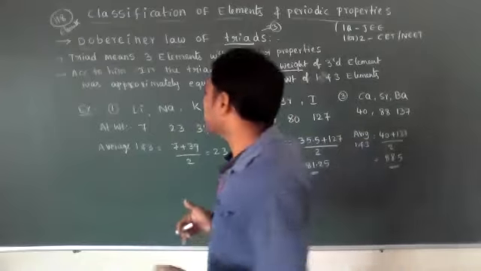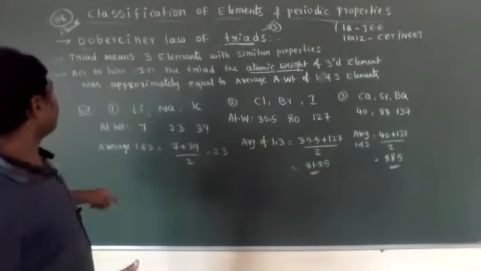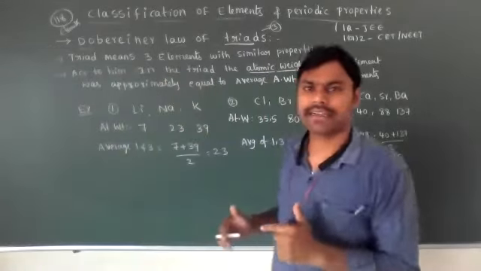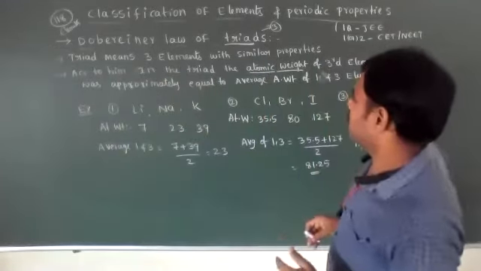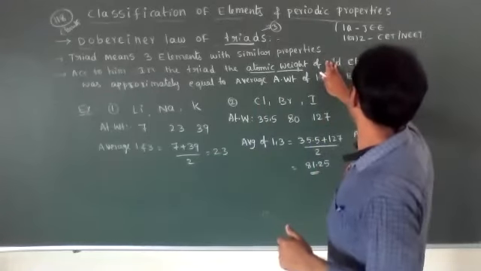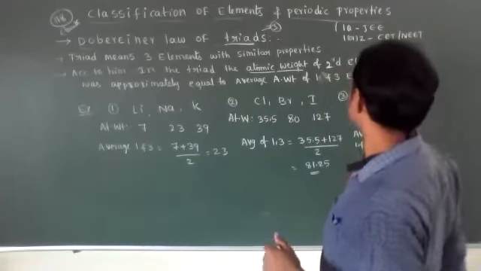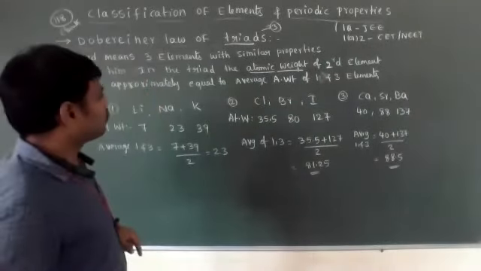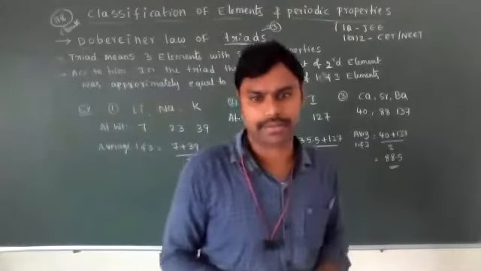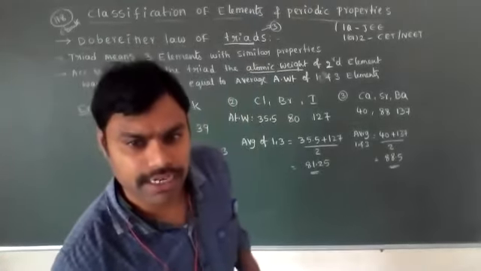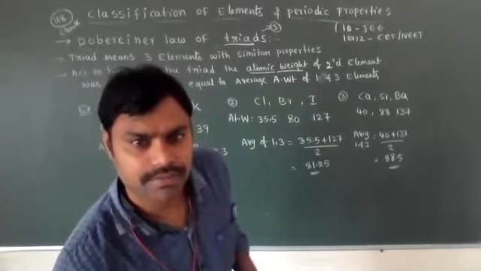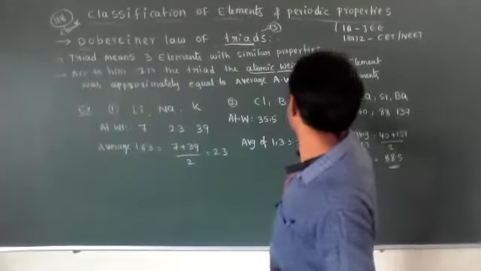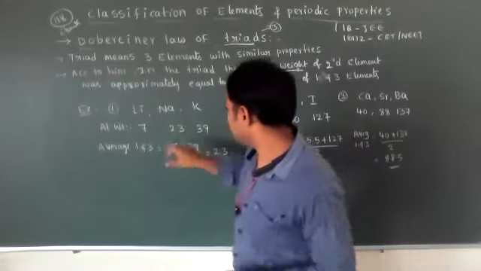According to Dobereiner, in a triad, the atomic weight of the middle element, not the third element, dear students, the atomic weight of the second element was approximately equal to the average of the 1st and 3rd elements. Yes, ma, I just corrected it now, Afjal. Let's see. The atomic weight of the second element, the middle element.